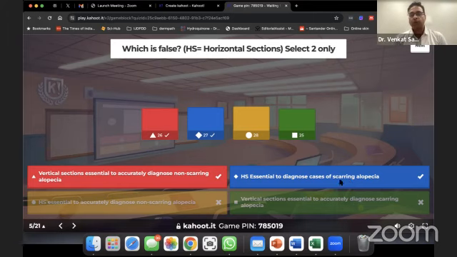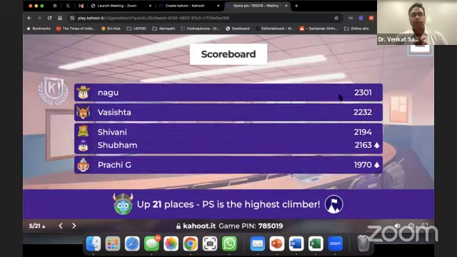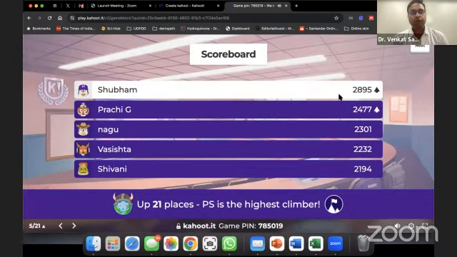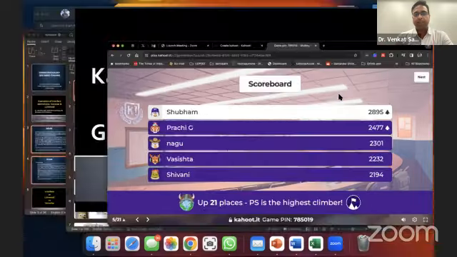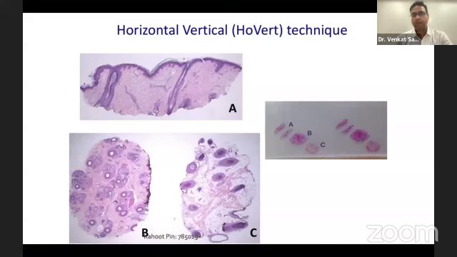Okay. So let's see who's leading. This is a tricky question, as I told you earlier. So I think the leaderboard is going to change. Shubham, Prachi, Nagu, Vashishta, Shivani, you've just moved up and down a little, but the leaderboard remains the same. Well done for PS, who's climbed 21 places. Let's go on to the next part of the lecture.